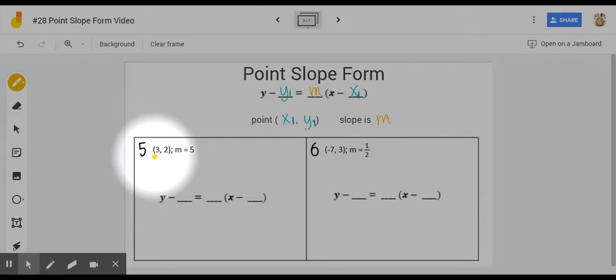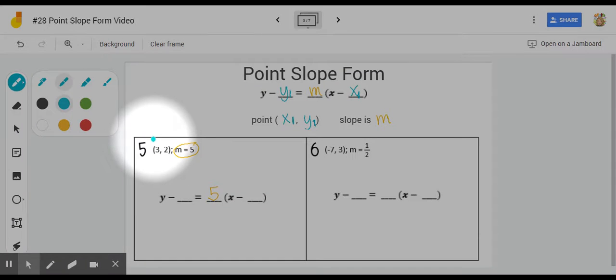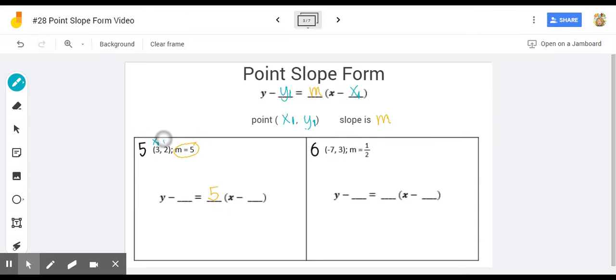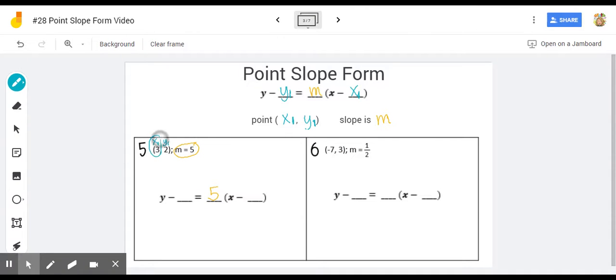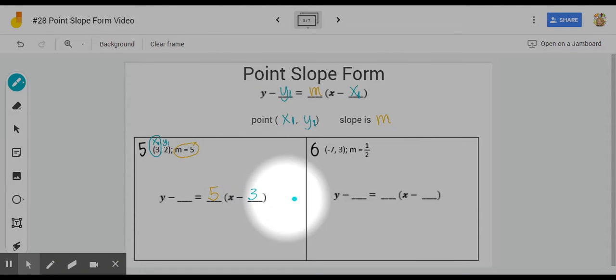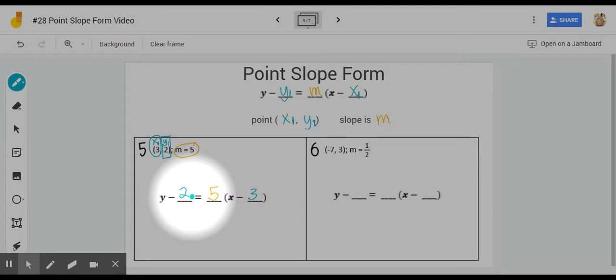So let's say in number 5, I'm giving you the slope is 5. So it goes right here before the parenthesis. And we're also given the point with an x coordinate of 3. That's our x1. And our y1 would be the y coordinate of 2. So literally in place of x1, we literally are putting +3. So x minus 3. And for y1, we are inserting the 2.